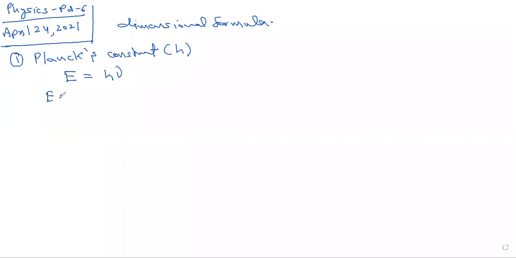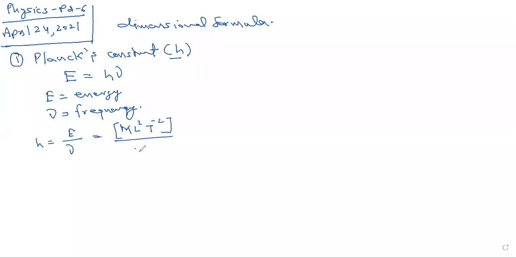So I am explaining the meaning of each and every term. E is energy. h, you can see, is the Planck constant, and nu is frequency. So the dimension of h will be E upon nu. E is ML²T⁻² and nu is T⁻¹.